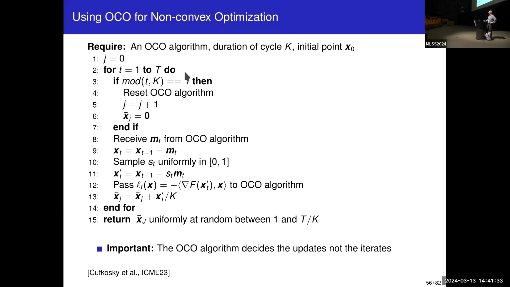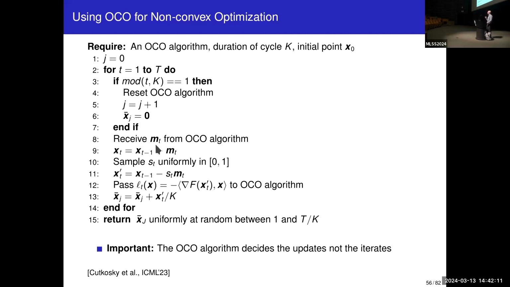In each cycle, the first thing that you do at the beginning of each cycle is that you reset the online convex optimization algorithm to 0. You erase completely its memory, and it starts completely from 0. You also start from 0 this vector here that will contain the average of all these xt prime over your cycle. Again, the cycle is capital K iterations, and so this thing contains just the average of these vectors, and you initialize it to 0 at the beginning of each cycle. And j is just an index for this thing.